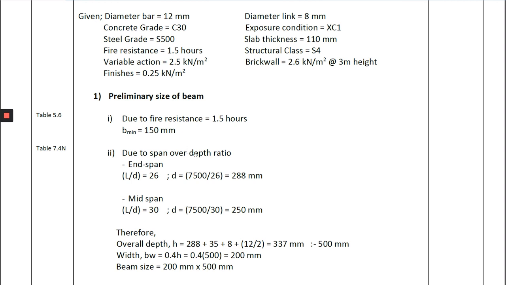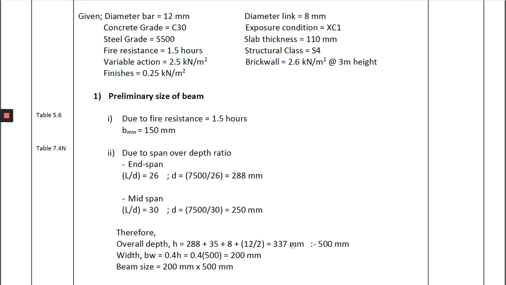Then due to the span over depth ratio, by referring to Table 7.4N, I would like to calculate the height of the beam. I choose two spans, which are the end span and the mid span. I would like to compare the values because the ratio L over d for the end span and the mid span is different, so you have to understand that. From this calculation, the maximum one is 288. Therefore, the overall depth h, usually I use this formula: 288 plus c nominal plus diameter of link plus diameter of bar over 2, which is 337.